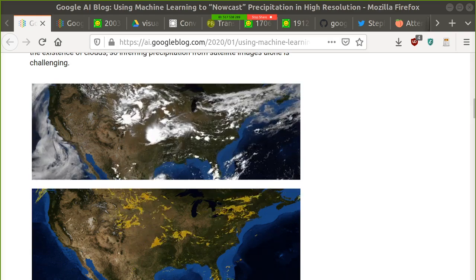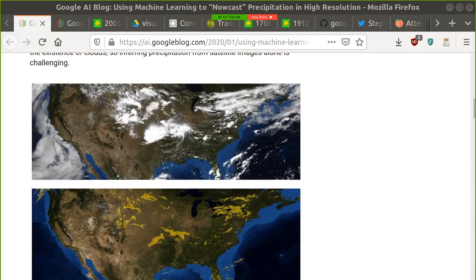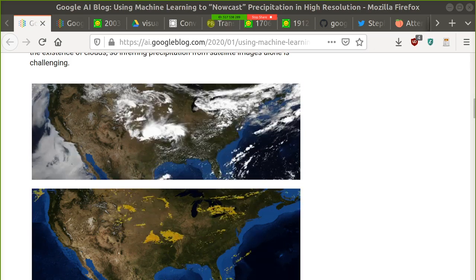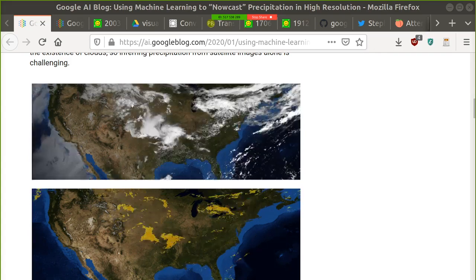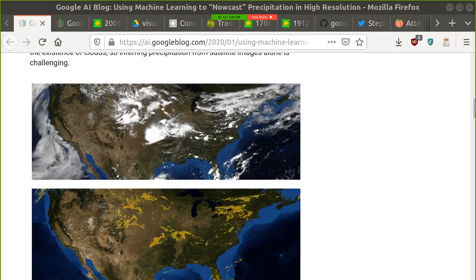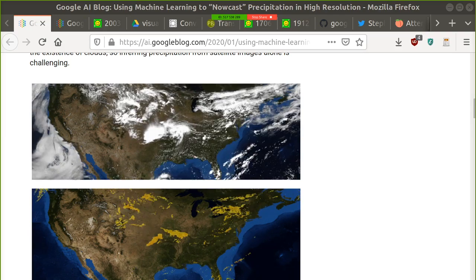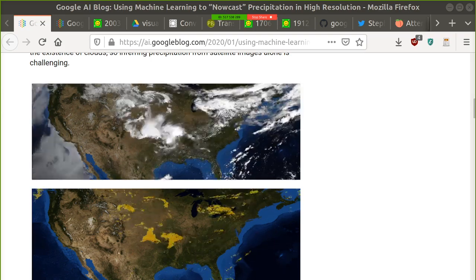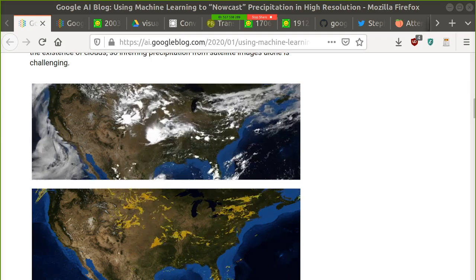All the inputs and all the outputs are gridded at about 1 degree of latitude and longitude, which I believe comes to about 1 kilometer square. And the data is available every 2 minutes, although this paper that we're covering uses it in 15-minute increments.